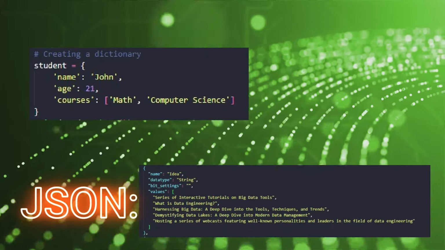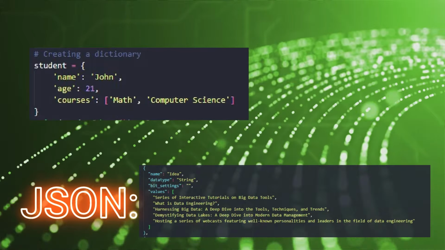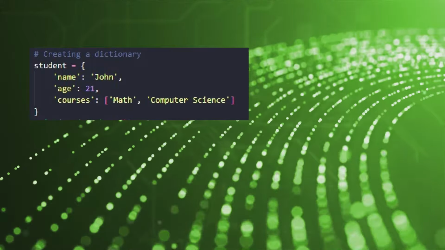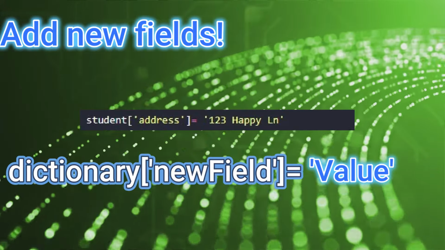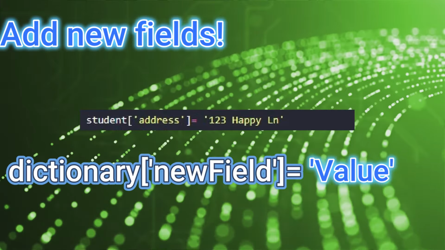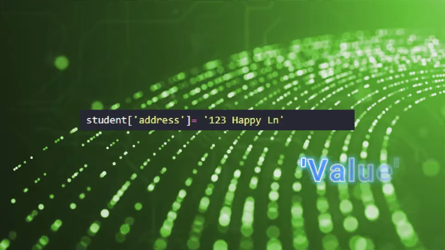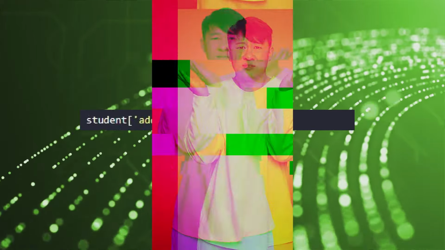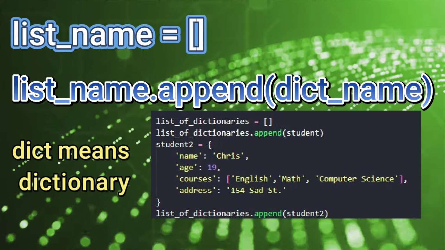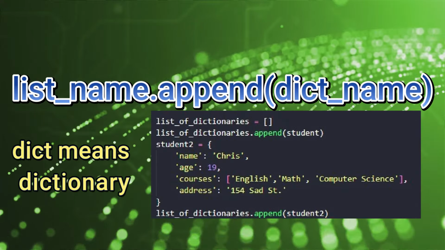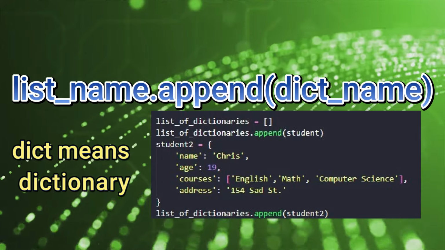You will notice that the dictionaries look similar in structure to some JSON data that you may have seen. So, you can add a new field to a dictionary easily with the name of the dictionary and then square brackets, the name of your field, and equals the value. However, you cannot add a new record or row to a dictionary. You would instead create a list of dictionaries by creating a new empty list like this, then using the append function we used a moment ago.